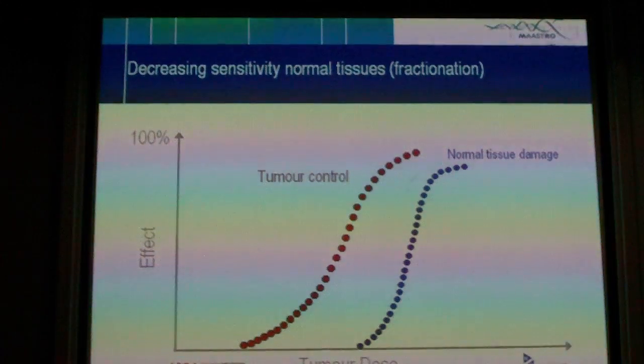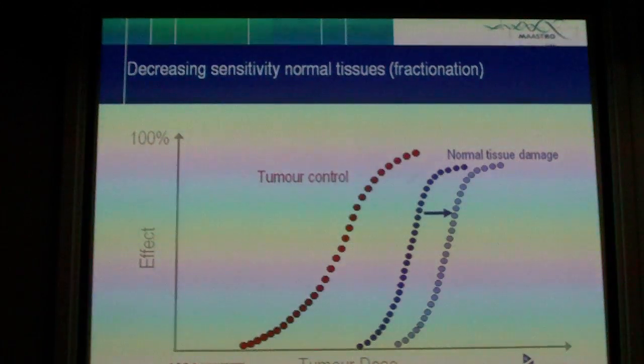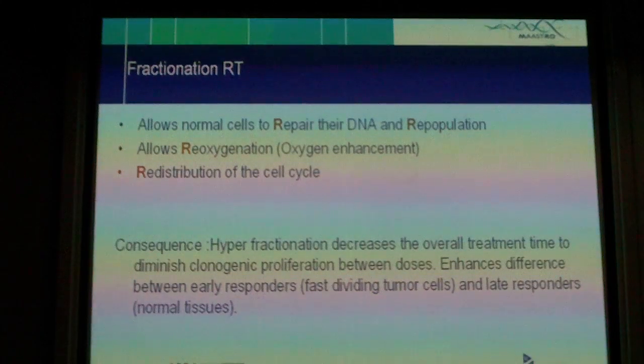We can decrease the sensitivity of normal tissue by fractionation. So we move the curve of normal tissue to the right by fractionation. Fractionation allows normal cells to repair their DNA damage and to repopulate. It also allows reoxygenation, so you get a better oxygen enhancement. It allows redistribution of the cell cycle. The consequence is that it decreases the overall treatment time to make sure that clonogenic proliferation between doses decreases. And it enhances the difference between the early responders, so the fast-growing tumor cells, and the late responders, or the normal tissues.